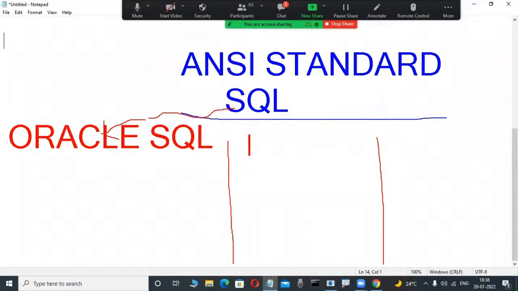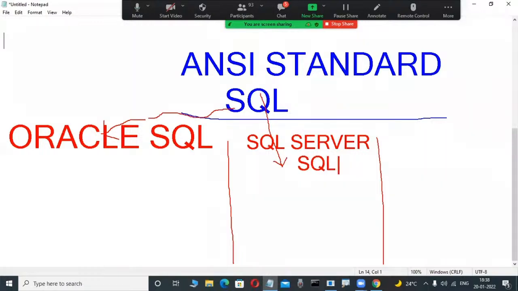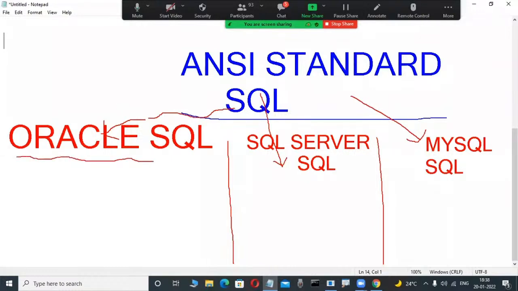Again, observe here: SQL Server, a Microsoft product, created their own SQL from this ANSI standard SQL, which is called SQL Server SQL. Again, MySQL created their own SQL language from this ANSI standard, which is called MySQL SQL. That's why in our class we are learning Oracle SQL.